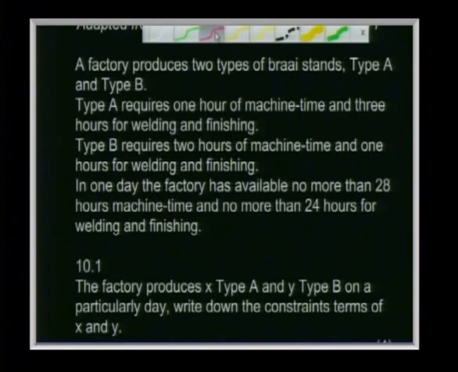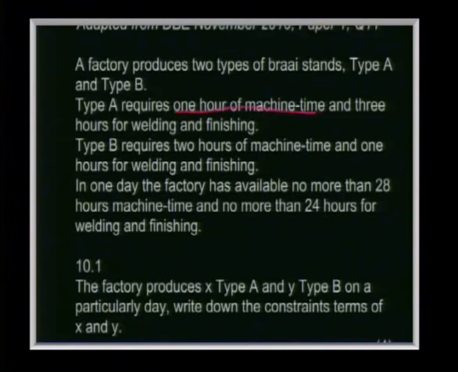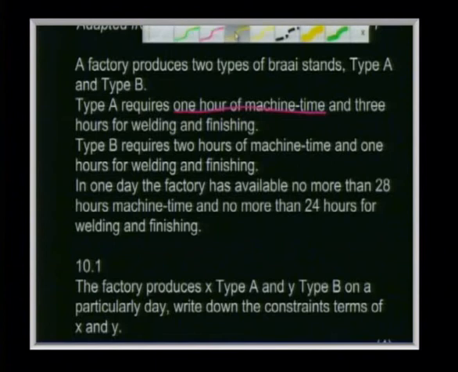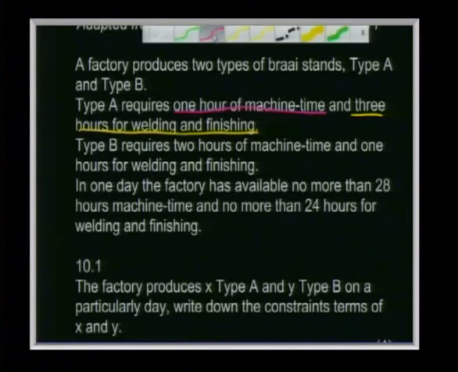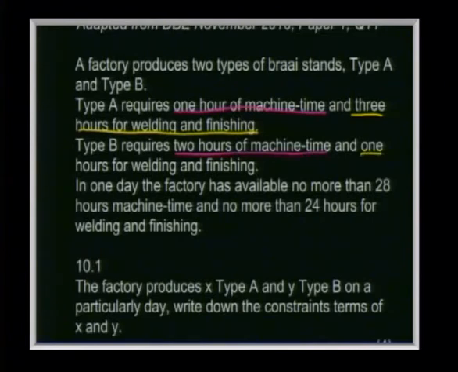1 hour of machine time and 3 hours for welding and finishing for type A. So the first thing we've got is machine time. And then we've got 3 hours for welding and finishing. The second one is 2 hours of machine time and 1 hour for welding and finishing.